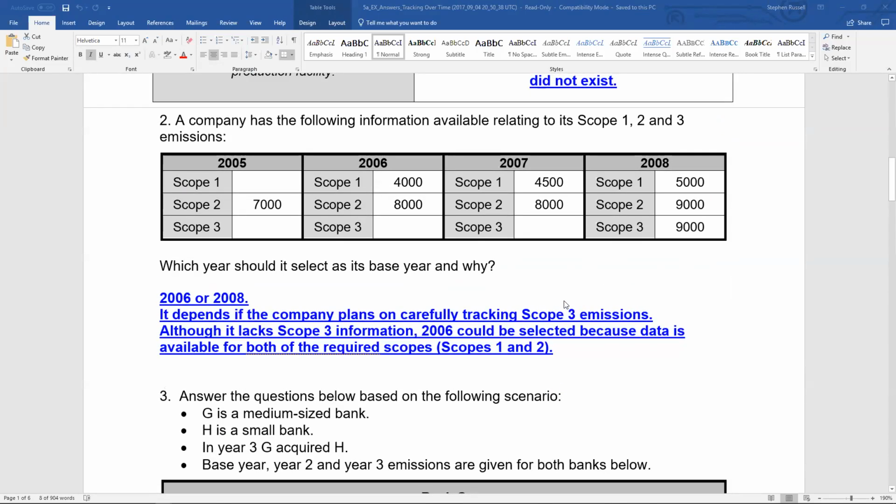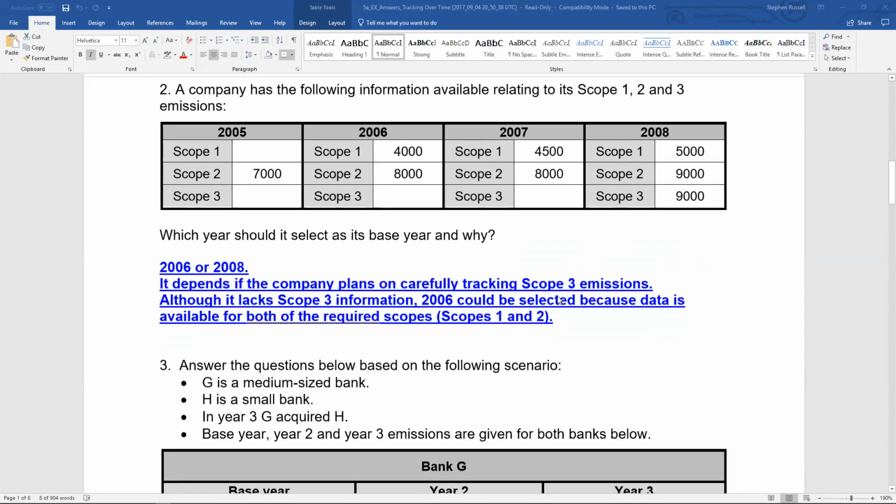Let's move on to question 2. And here the company could select 2006 or 2008 as its base year. And again, the company could select 2008 if it wanted to track scope 3 reductions moving forward. Okay. So feasibly, the company could select 2006 as its base year because it's the earliest year for which verifiable data are available. But if the company wanted to track scope 3 emissions in the future, then it could select 2008.